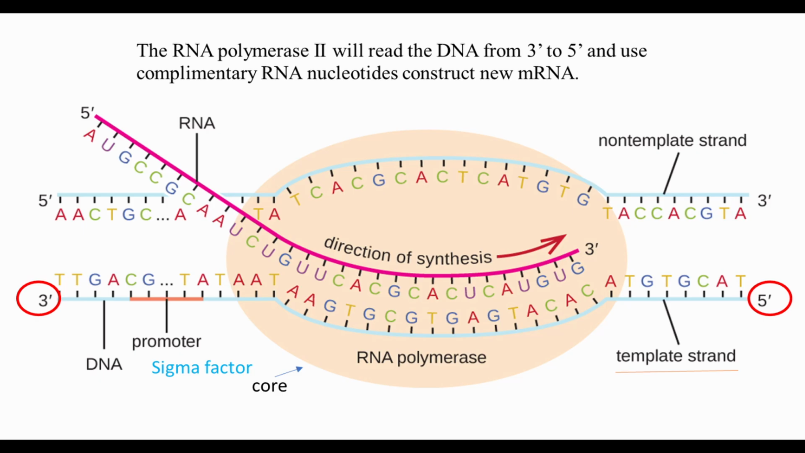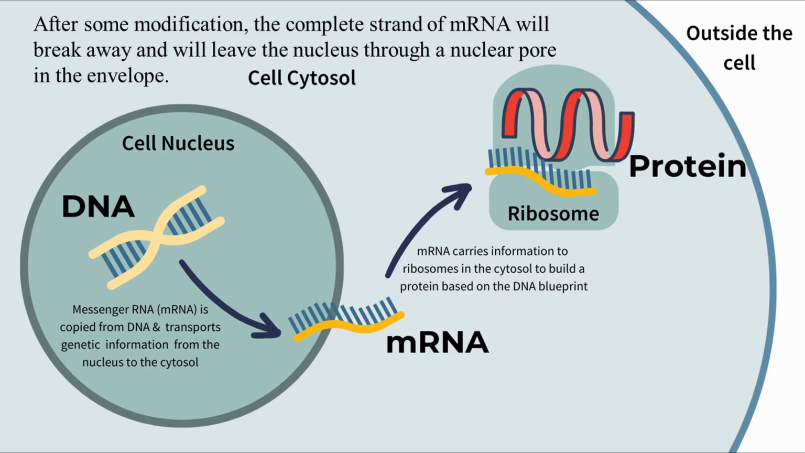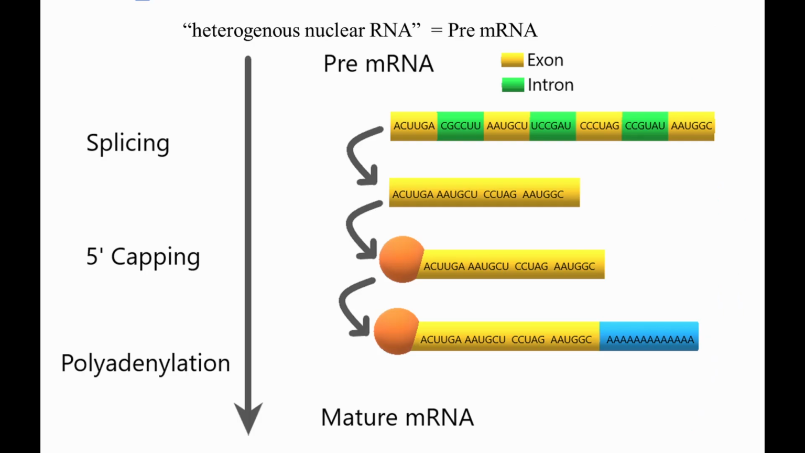The RNA polymerase II will read the DNA from 3' to 5' and use complementary RNA nucleotides to construct new mRNA. After some modification, the complete strand of mRNA will break away and will leave the nucleus through a nuclear pore in the envelope. The cleanup and modification of pre-mRNA into mature mRNA requires more discussion. Technically, the official name for pre-mRNA is heterogeneous nuclear RNA. But I'm going to continue to call it pre-mRNA because the name heterogeneous nuclear RNA is too cumbersome.